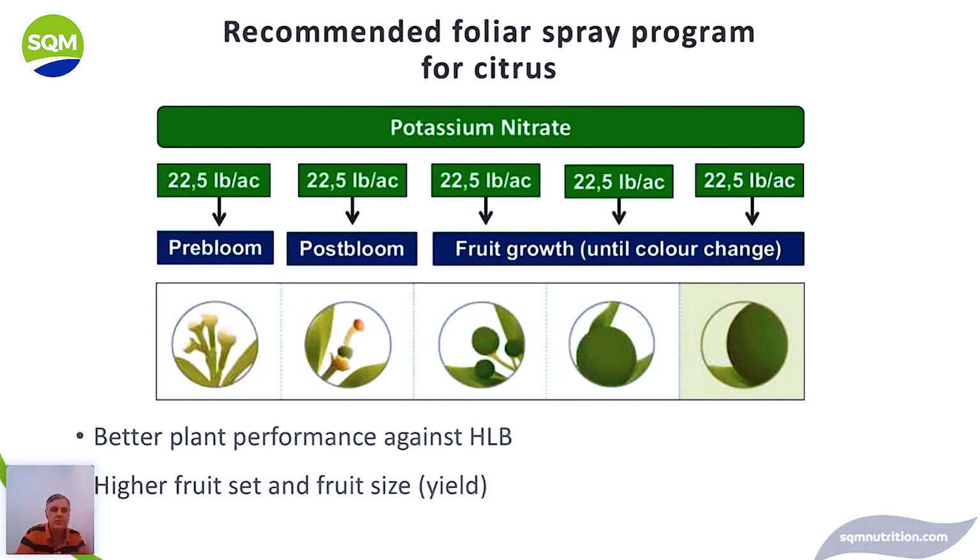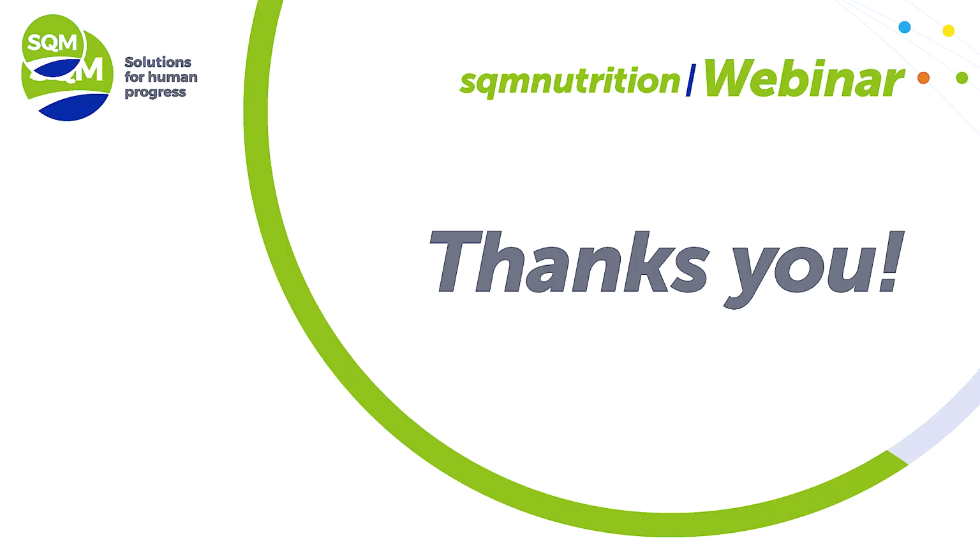The pre-bloom and post-bloom applications are to really help the plant and increase the cell division process, and the applications during fruit growth are really to increase size. Those applications are important because the higher the cell division process in that phase, the higher the number of cells in the fruit and the higher the fruit size at the end. So those are key moments to do foliar applications in citrus if you want to do it. And that is why I prepared this for all of you.